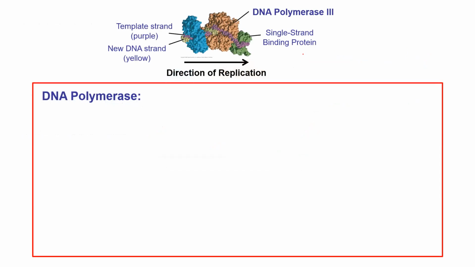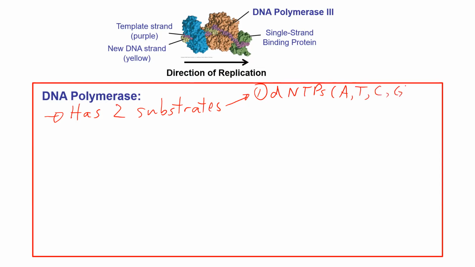So as I mentioned, I wanted to make some notes about this. The first note, as I've mentioned, is that DNA polymerase has 2 substrates. So let's write that down. DNA polymerase has 2 substrates. The first one is our new nucleotides. Remember, these are dNTPs. So we have A, T, C, and G. I'm not going to write out the dATP and so on like I did in the previous slide. The second substrate is our 3' OH end. And that's on the growing strand.